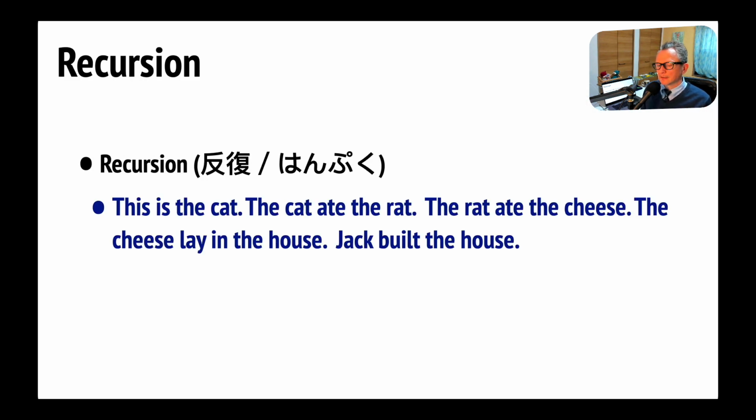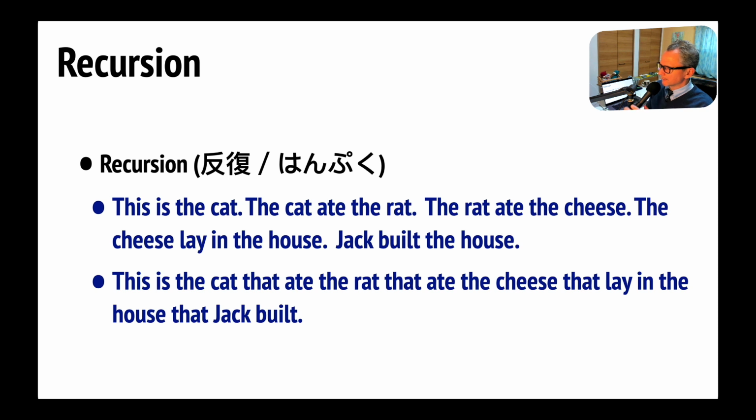This is the cat. The cat ate the rat. The rat ate the cheese. The cheese lay in the house. Jack built the house. But we can also say it this way. This is the cat that ate the rat that ate the cheese that lay in the house that Jack built, right? So this is the idea of recursion, which I think is really the most complex and interesting aspect of the design features of language. It's a very powerful aspect of language, and it also requires strong or high level language ability, right, to do that.